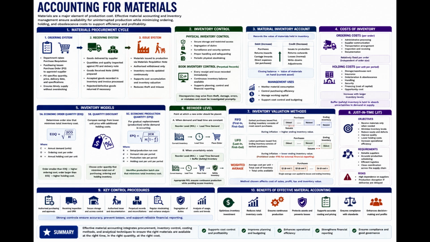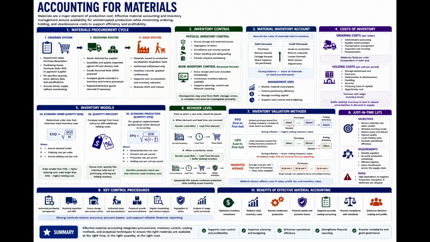Inventory management involves two principal categories of cost: ordering costs and holding costs. Ordering costs are incurred each time an order is placed and include administrative processing, supplier communication, transportation arrangements, inspection, and documentation costs. These costs remain relatively fixed per order regardless of order size. Holding costs, by contrast, arise from storing inventory and include warehouse rent, insurance, deterioration, obsolescence, security, handling, financing costs, and opportunity costs associated with capital tied up in inventory.